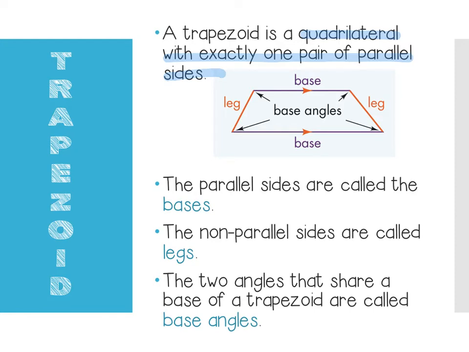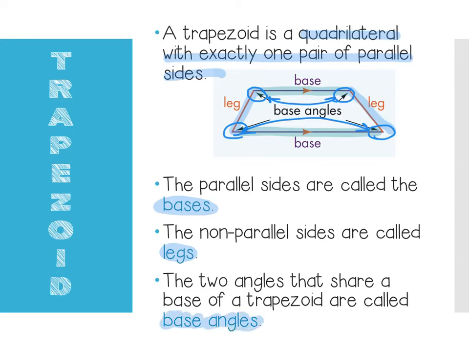The parts of the trapezoid are in this diagram. The two parallel sides are called the bases of the trapezoid, and the non-parallel sides are called the legs. Where the base meets the leg, these corners are called base angles, and they come in pairs. These two are a pair of base angles, and these two are a pair of base angles. Again, the parallel sides are called bases, the non-parallel sides are called legs, and the two angles that share the base of the trapezoid are called the base angles.